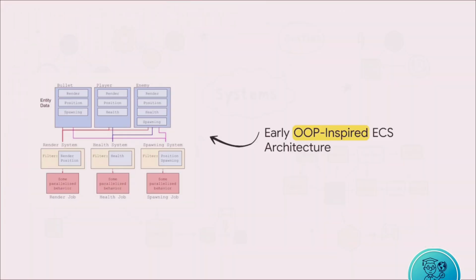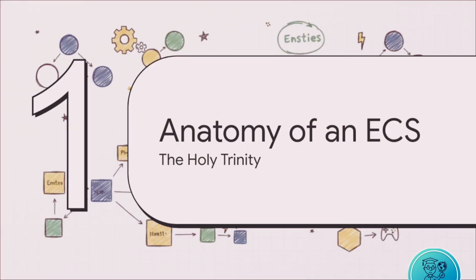Looking at this early architecture, you can see a real step in the right direction. But notice how entities, like the bullet, the player, the enemy, they're still awkwardly encapsulating their own data components. If you trace those tangled lines pointing down to the systems, it's pretty clear that true decoupling hadn't quite become the standard yet. The data was still essentially trapped inside the entity itself. Which leads us perfectly into part 2, the anatomy of an ECS.